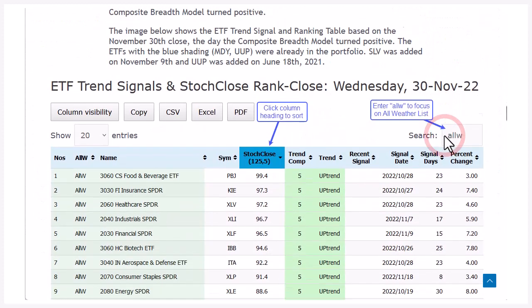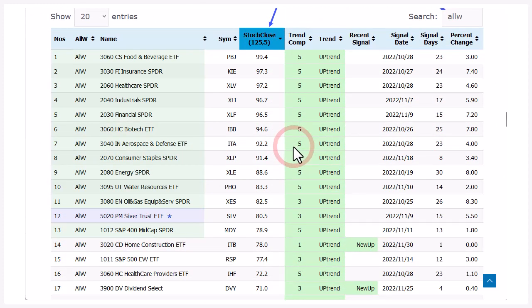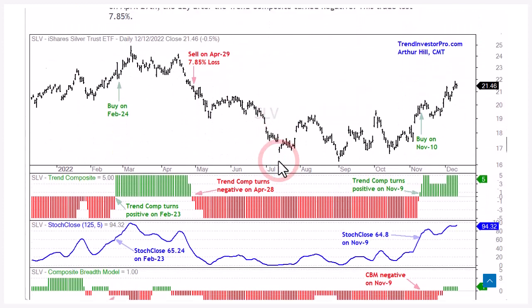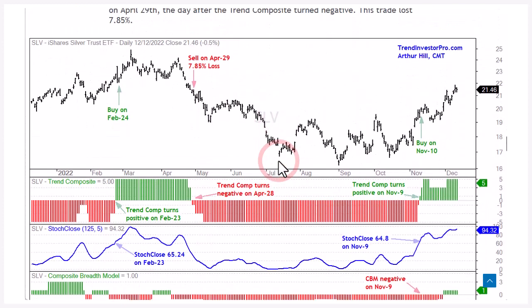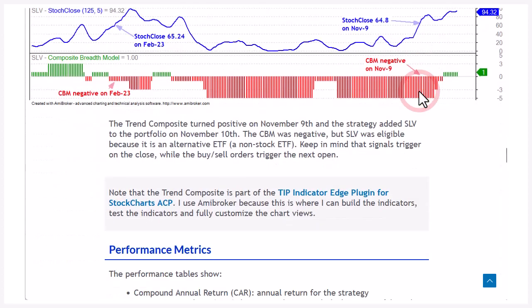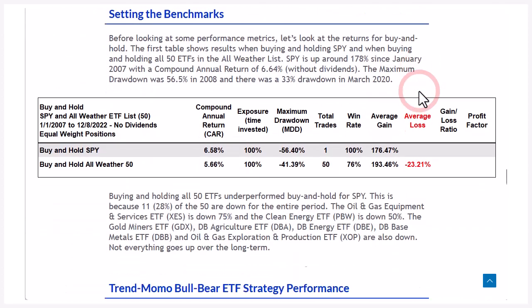Now, this is a systematic approach. I also have a ranking table so you can follow the signals and the rankings for 274 ETFs, as well as the all-weather ETF. And this is an example for silver. It was added to the portfolio on November 10th. And as you can see here, the composite breadth model was bearish, but silver is an alternative ETF. So when the trend composite turned bullish, it was added to the hypothetical portfolio. I also go over portfolio performance and set the benchmarks.